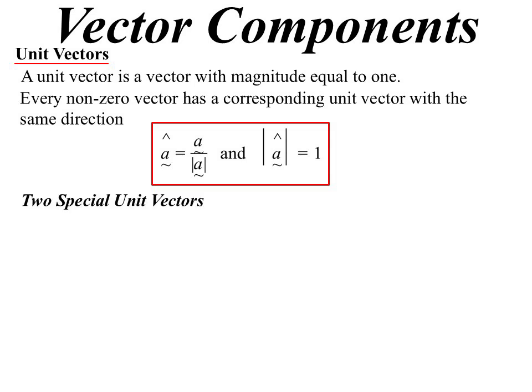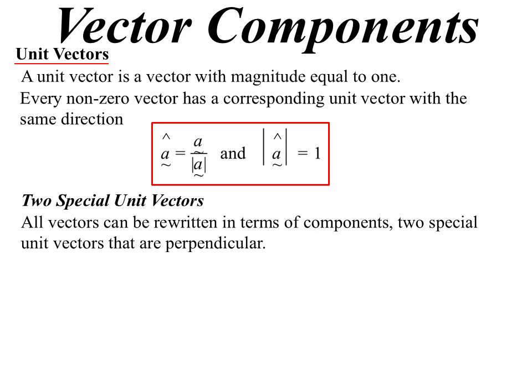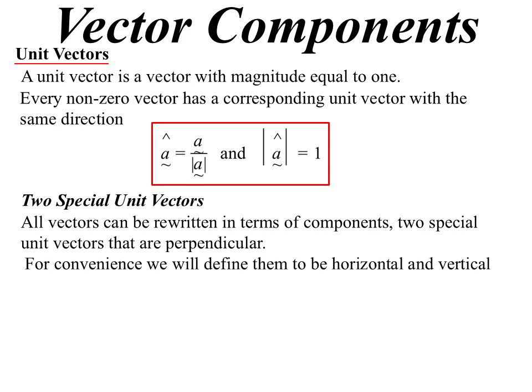But then there's these two very special unit vectors. You see, all vectors can be written in terms of their components, and it's really convenient to make those components perpendicular to each other. So for convenience, horizontal and vertical seems to be a good way to go, because that's going to be perpendicular to each other. So I is the one we usually use for going in the horizontal direction, and J is the one we tend to use for the vertical direction.